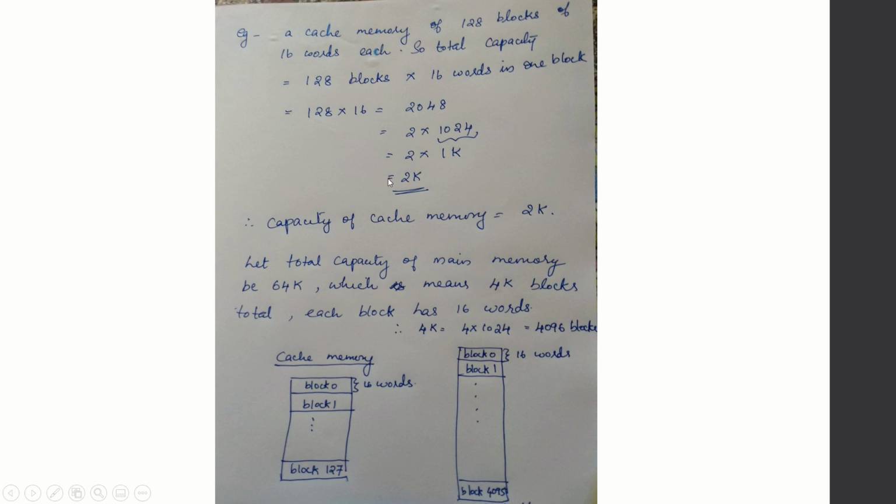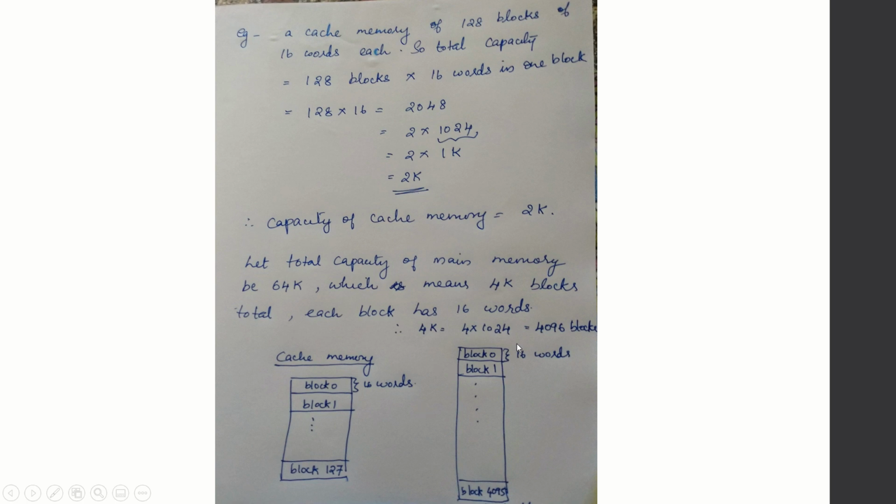Here I explained how we got the 2 kilobyte capacity of the cache memory. Total 128 blocks in the cache memory, each block has 16 words. If you multiply those two values, you will get 2048, which is the same as 2 into 1024. We know that 1024 is 1 kilobyte, that is 2 to the power 10. So 2 into 1 kilobyte is equal to 2 kilobyte.